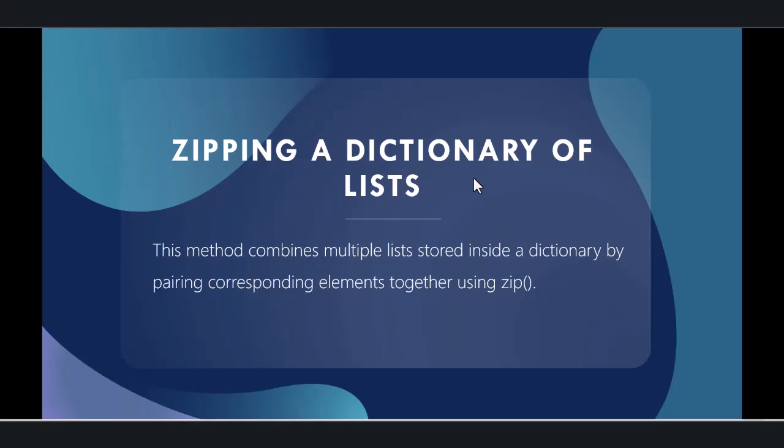Now we'll see how to zip a dictionary of lists. This method combines multiple lists stored inside a dictionary by pairing corresponding elements together using zip function. Here in this method, we will combine the multiple lists which are stored inside a dictionary. For example, we may have values in the form of lists in dictionaries. You may have come across this situation many times while working with dictionaries. After keys, the values will be inside lists. In that scenario, we will combine those lists which are stored inside the dictionary and we will pair corresponding elements together using a zip function. We'll see what those corresponding elements are and how we will pair them in an example.